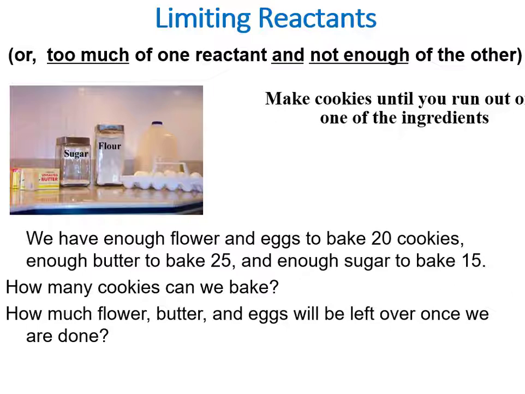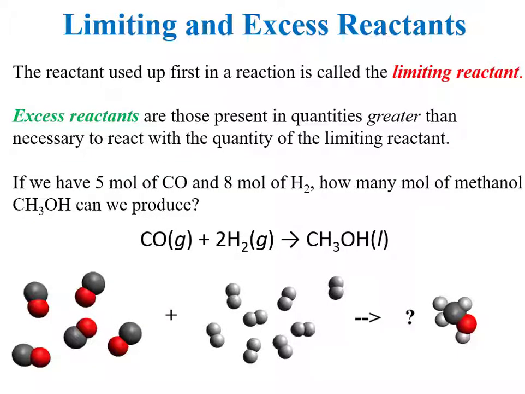Now, the sugar in this example will be our limiting reactant because it's limiting our ability to bake cookies. So the number of cookies that we can actually produce is the one that is given by the limiting reactant. So we can define as limiting reactant the one that is used up first, or the one that is completely consumed by the reaction. And we call excess reactant the one that is present, or the ones that are present, in greater quantities than actually needed. So let's look at an example in chemistry.